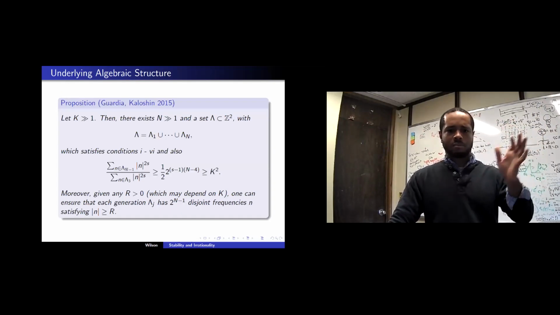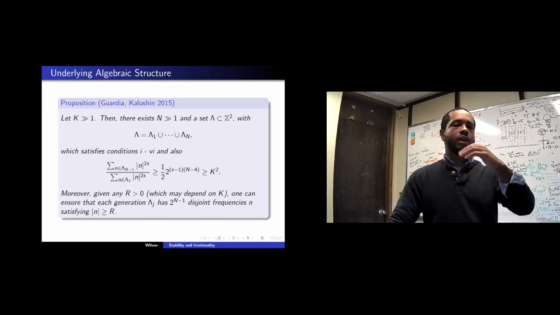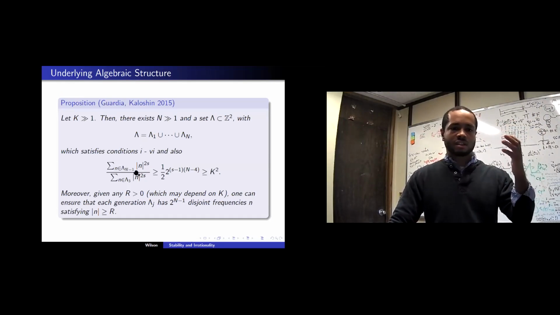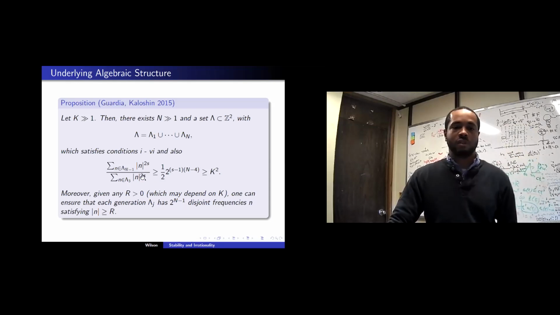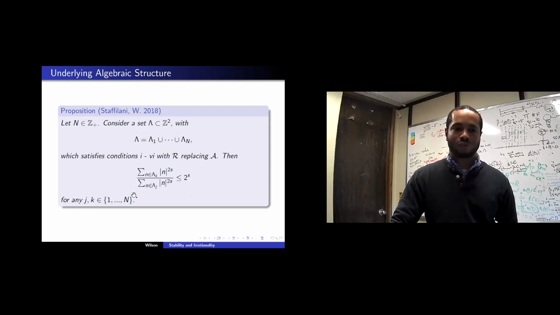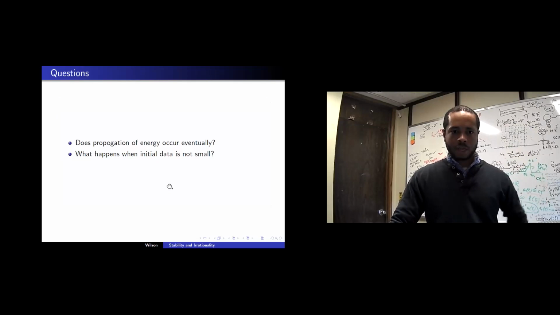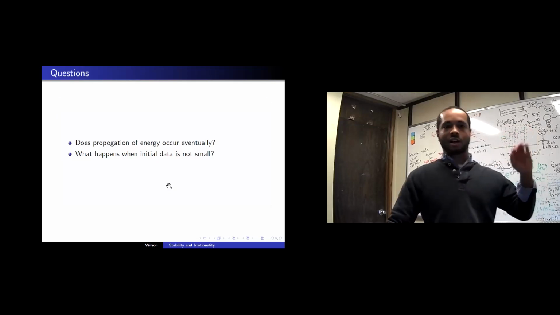Essentially, as part of this, Guardia and Kaloshin show that the energy of the nth generation is much bigger than the energy of the initial generation. And then we show that in the irrational cases, it's impossible to construct these families. Okay, so I said that I would be quick with that, and I'll leave it there.